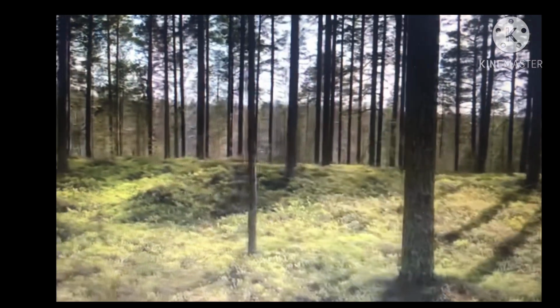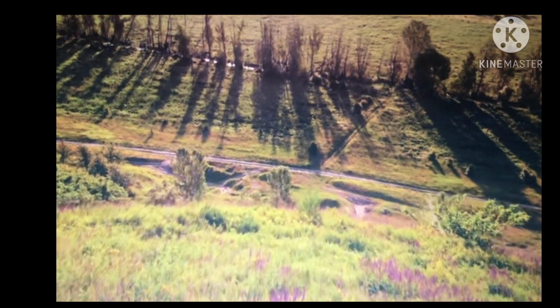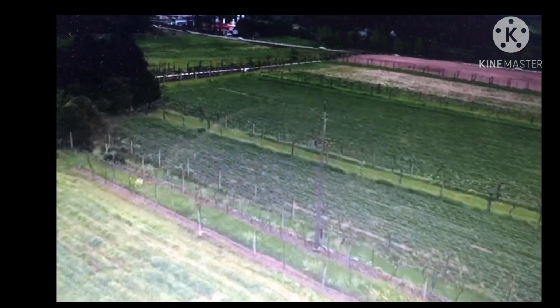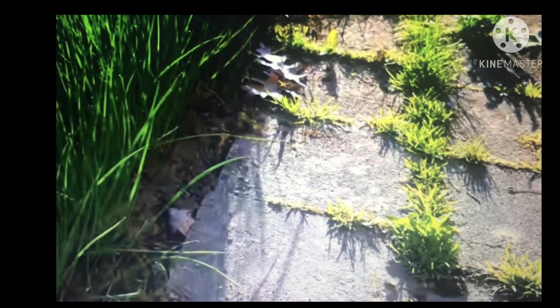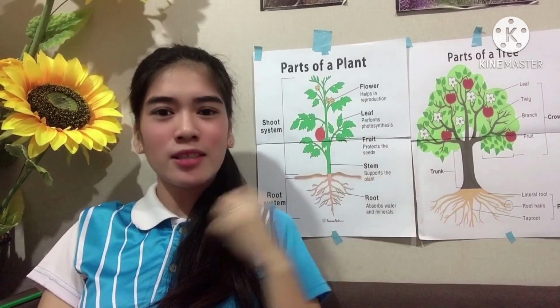So now we're going to talk about plants, and plants are everywhere. In the forest, in our neighborhoods, in the country, on the mountains, on the farms, in our schoolyards, and even in the sidewalks. So plants are everywhere. So our topic for today is about plants.